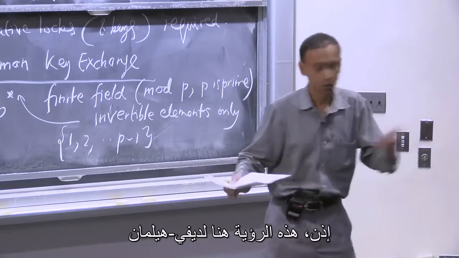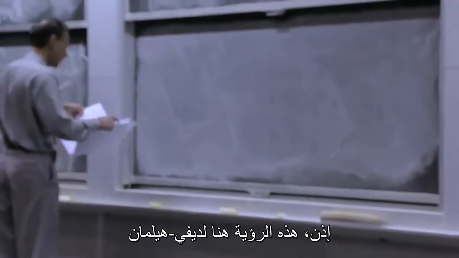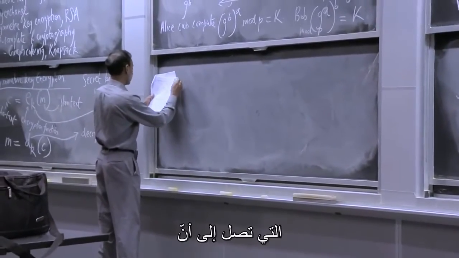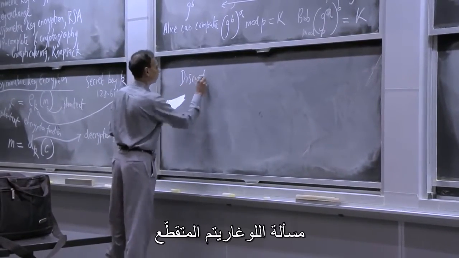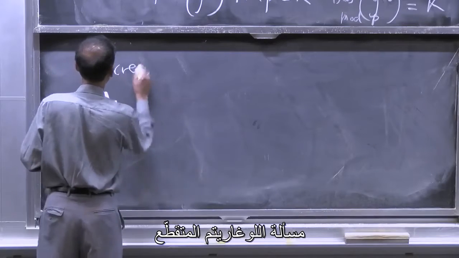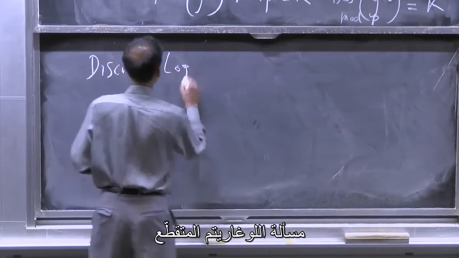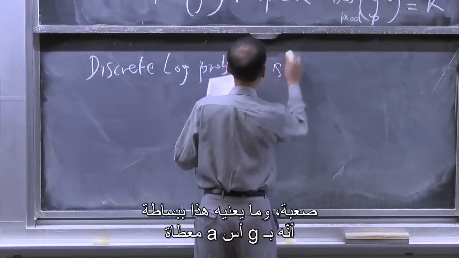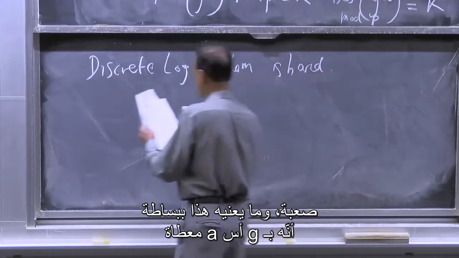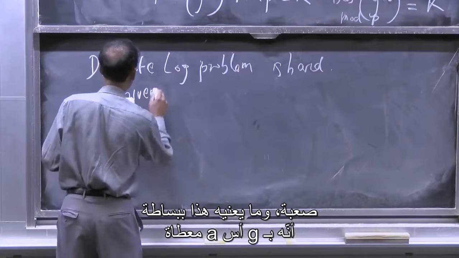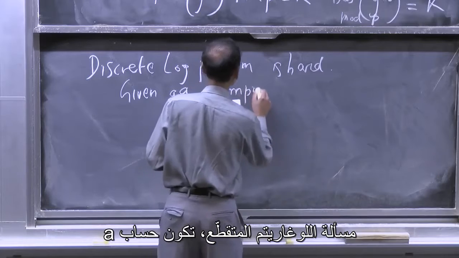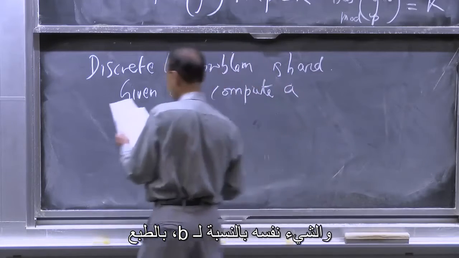All right? So that's the insight here that Diffie and Hellman had, which comes down to the discrete log problem is hard. And what this simply means is, given G^A, the discrete log problem is to compute A. And the same thing for B, of course.